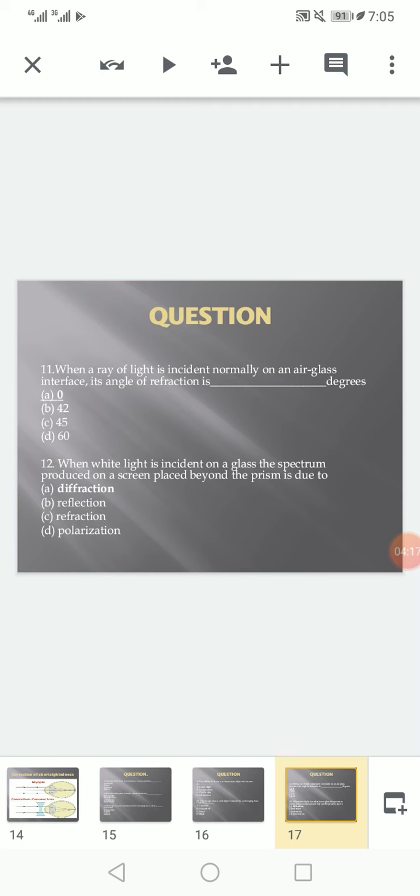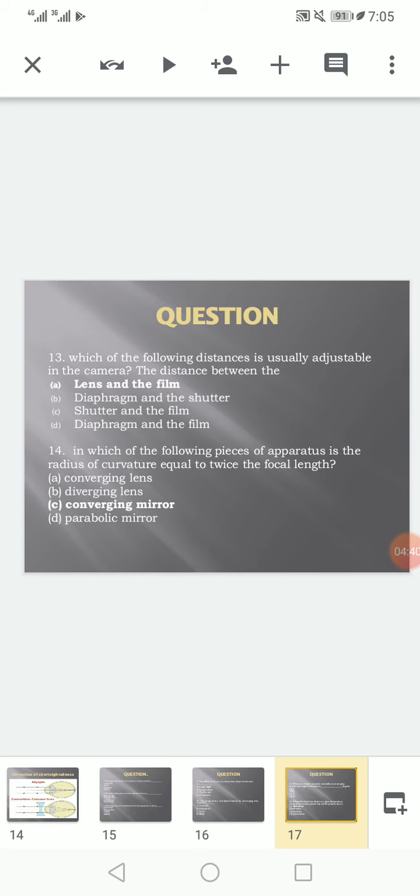Number 12 says when white light is incident on a glass prism, the spectrum produced on a screen placed beyond the prism is due to a phenomenon called dispersion. Please look at number 12 again. It says when white light is incident on a glass prism, the spectrum produced on a screen placed beyond the prism is due to the phenomenon of dispersion.